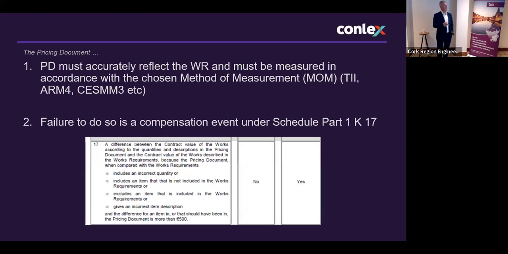So the pricing document must accurately reflect the works requirements and must be measured in accordance with the chosen method of measurement, either the TII, ARM4, CESM, or whatever. Because if you don't do it, the schedule, again, which is a high ranking document, will tell us under schedule part 1K, item 17, it's a compensation event. It wasn't a compensation event up to about 4 or 5 years ago. That is, the OGP changed that.